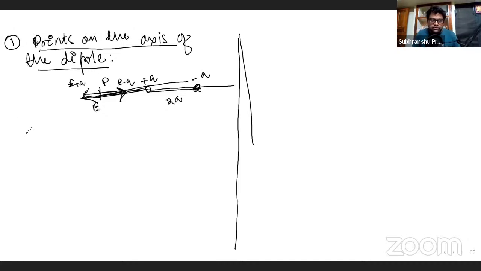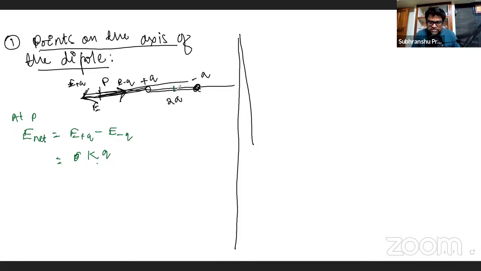So what is the value? The total electric field E net at point P equals what? Now E plus q and E minus q are in opposite directions. What will be the value? E plus q is, by the electric field definition, kq by r square.